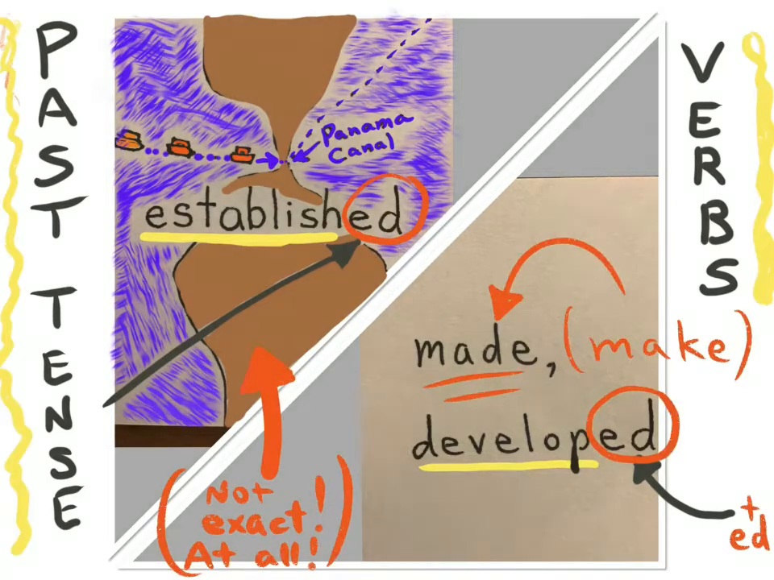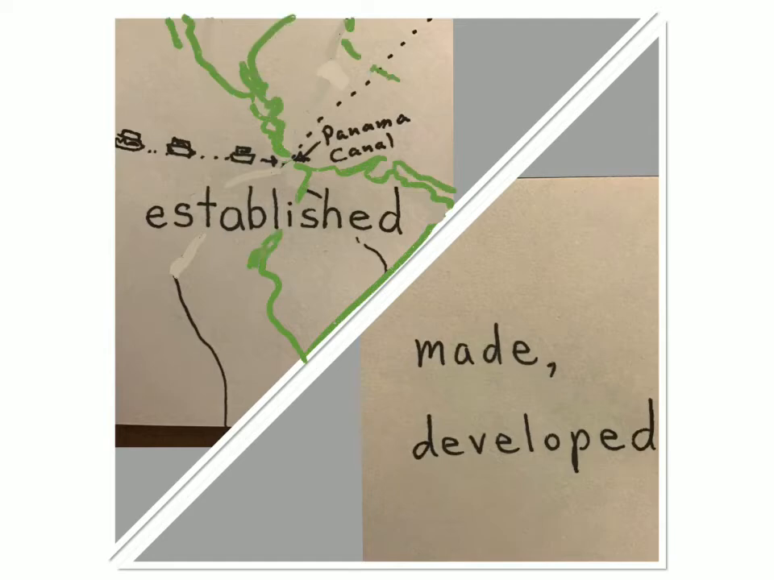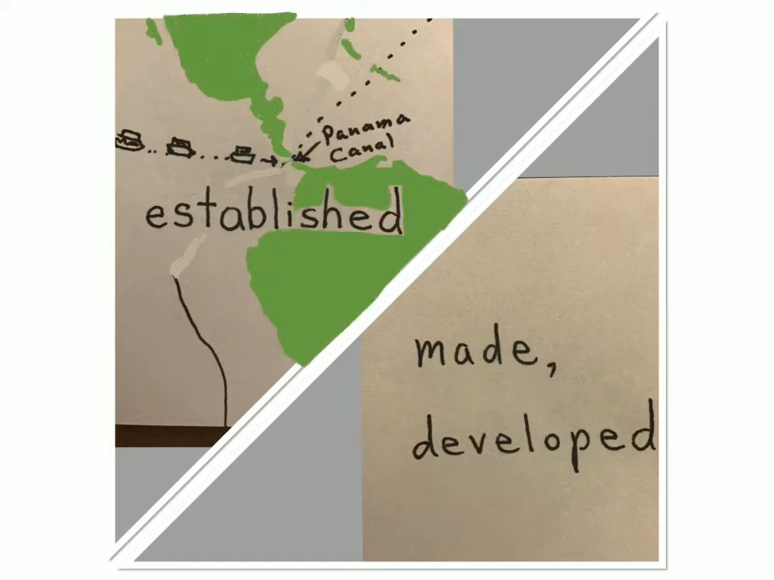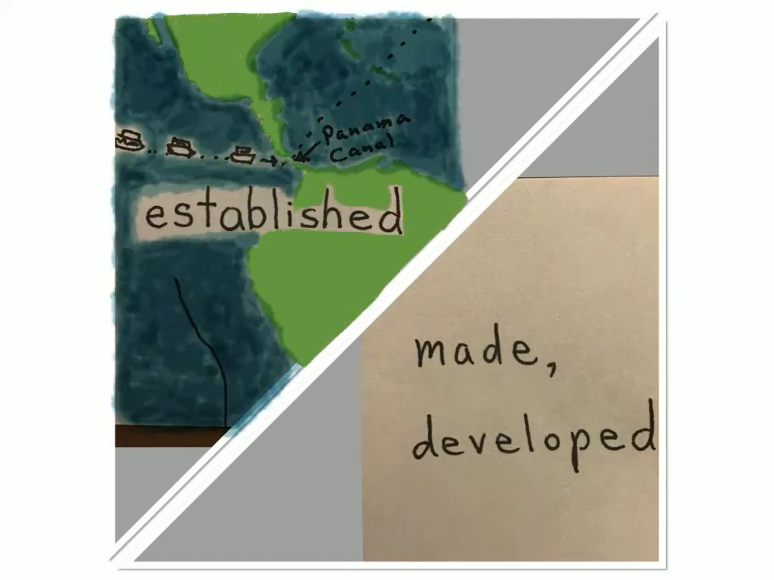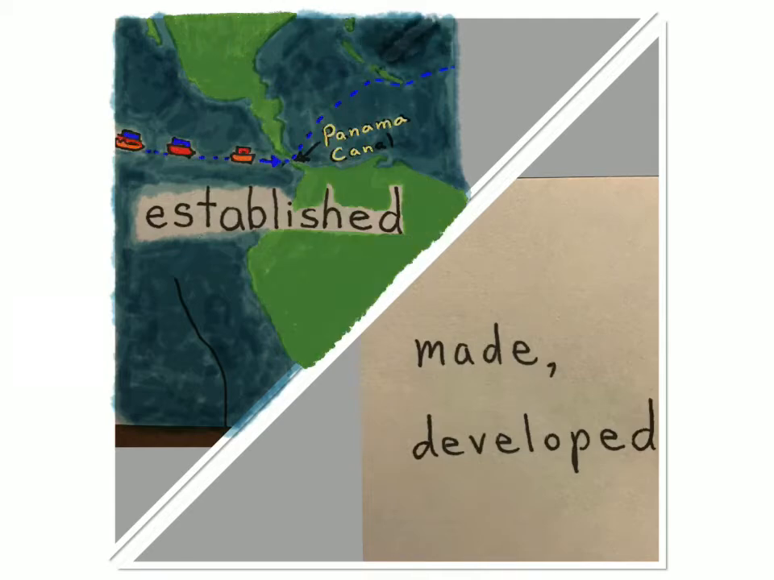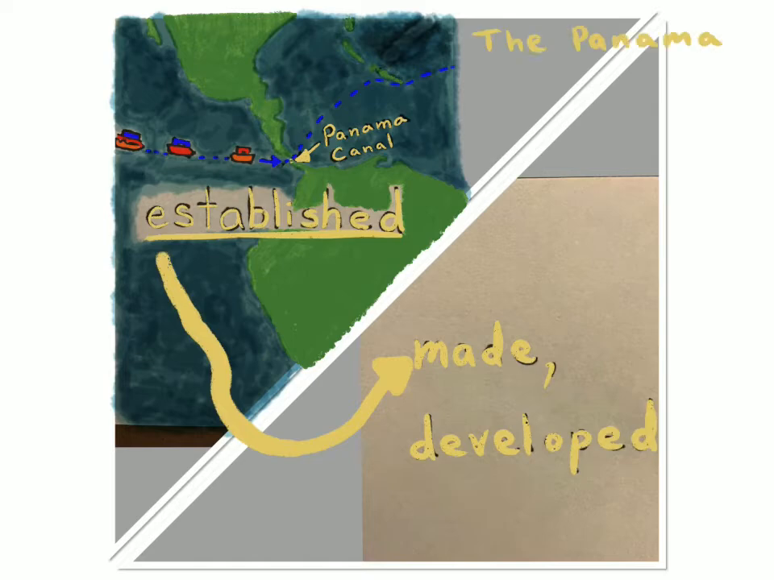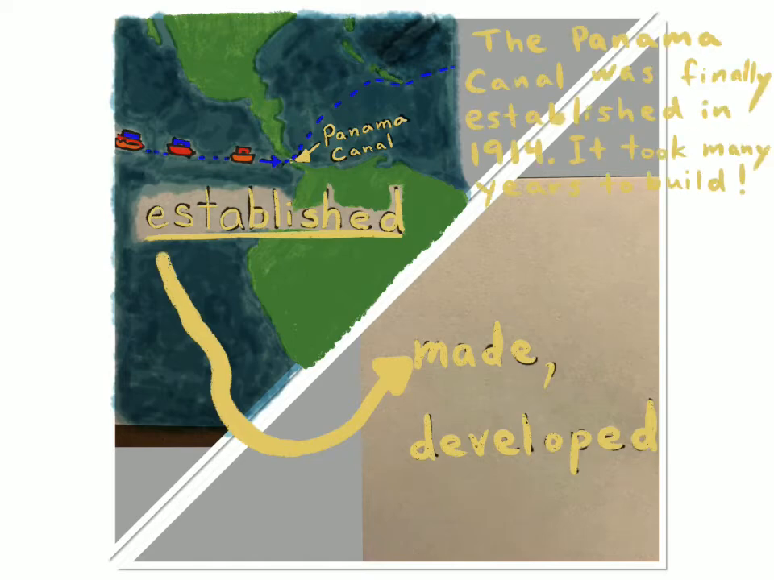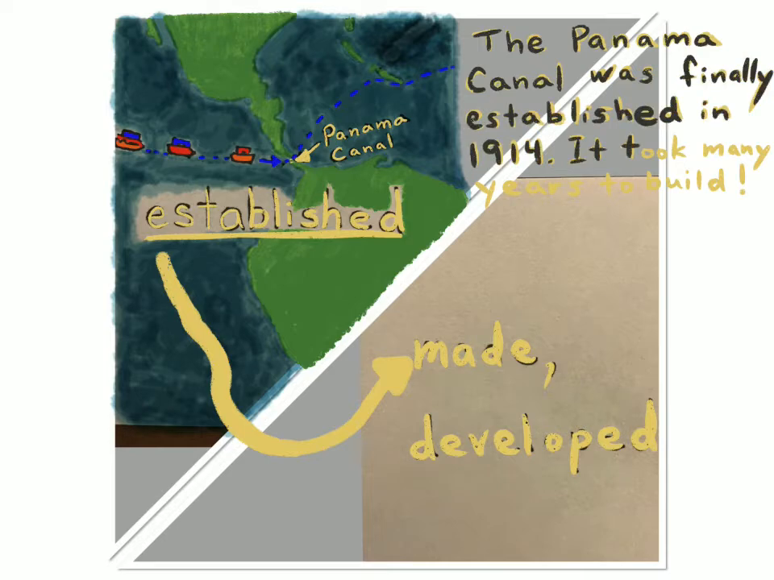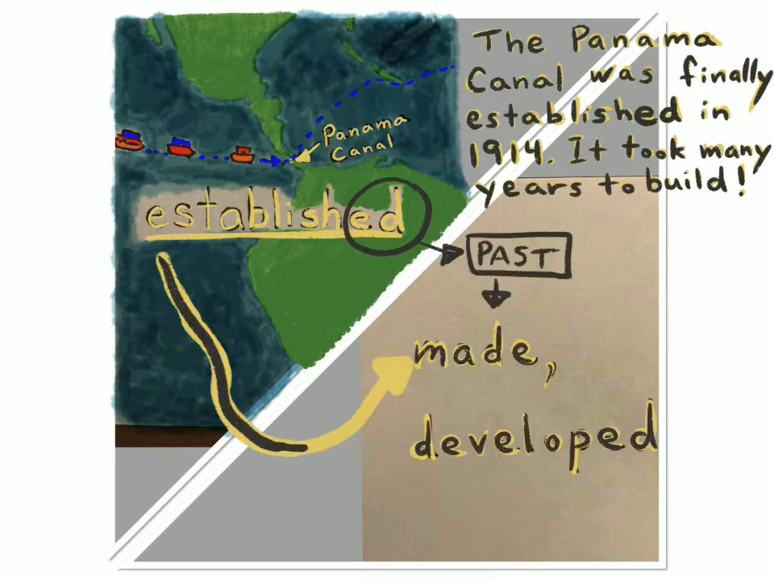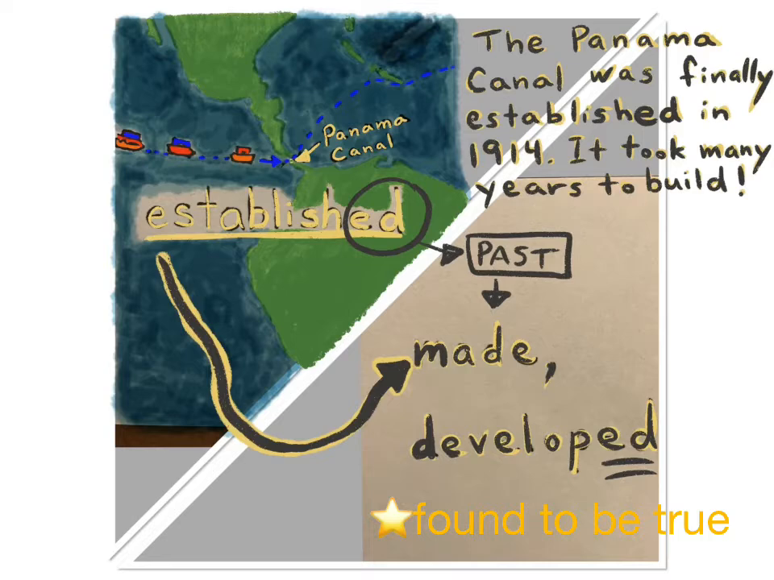If you look at my map there, it's not exact at all. So, I tried to draw the map again. Here you can see the Panama Canal. It is a waterway that was built to link the Pacific and Atlantic Oceans. The Panama Canal was finally established in 1914. It took many years to build. Established also means found to be true.